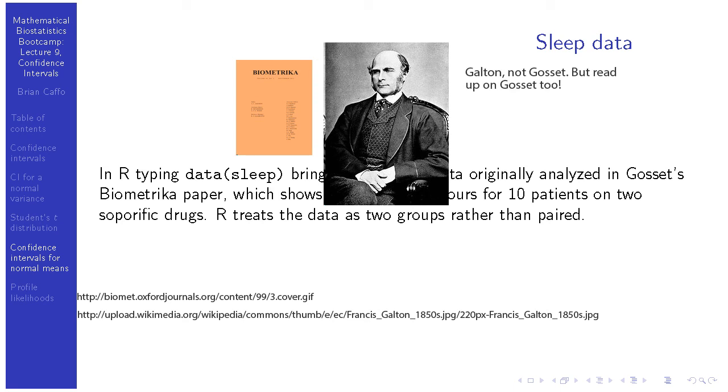He was Charles Darwin's cousin. He invented the term and the concept regression. He invented the term and the concept correlation. And he invented lots of other things, some good, some bad. And he was just a generally rather interesting character. So at any rate, Biometrika was founded by Francis Galton, and that is where Gosset's original paper appeared, and that's where this sleep data occurred.